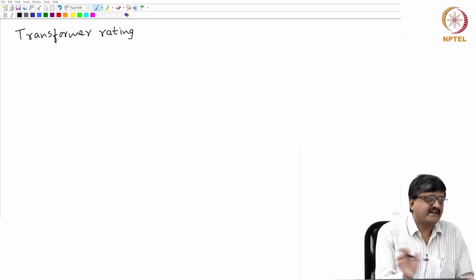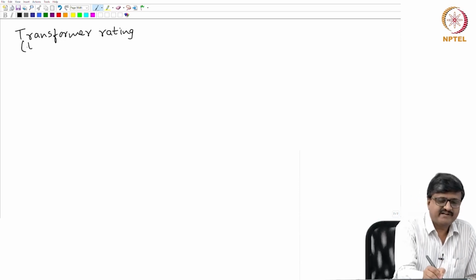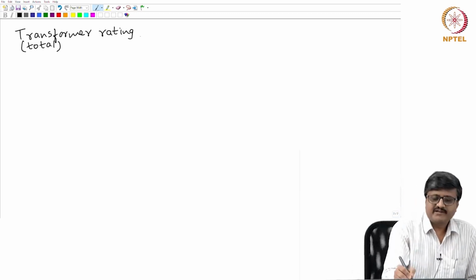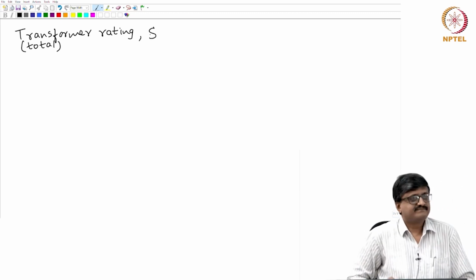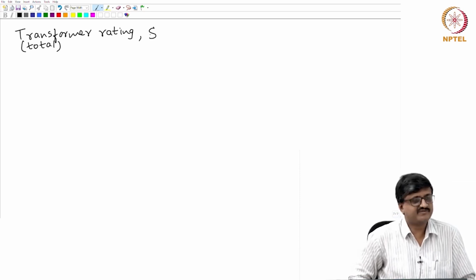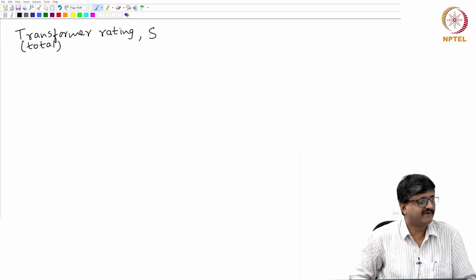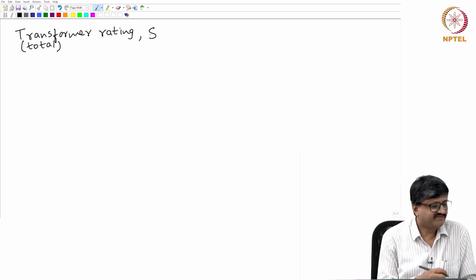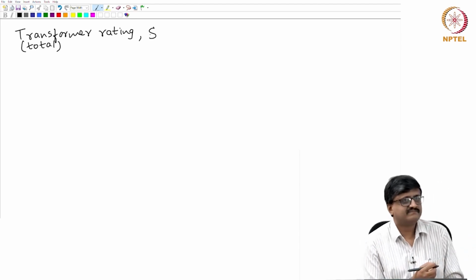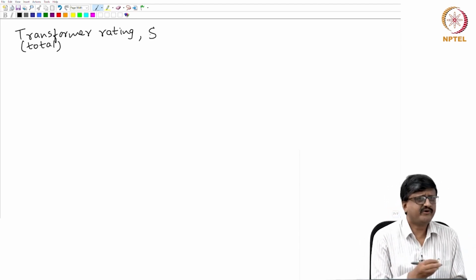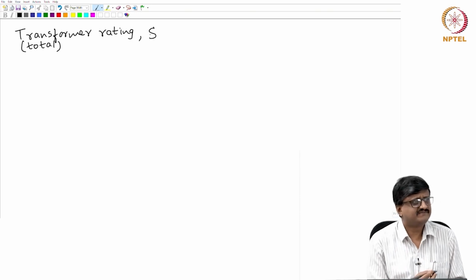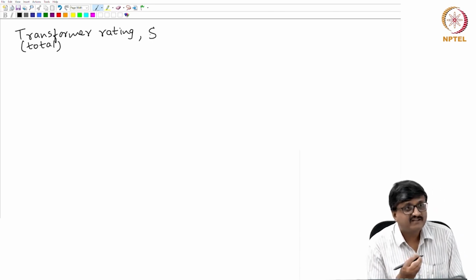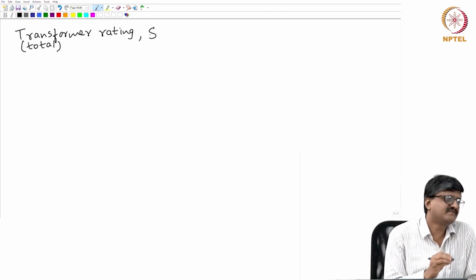So what is the total transformer rating? When I say transformer rating, I mean the total transformer rating. Let me give a notation for this, S, which is the usual symbol used for volt ampere, the apparent power. How is the transformer rating defined? How do you define the transformer rating? Yes, it is the product of RMS voltage and RMS current.